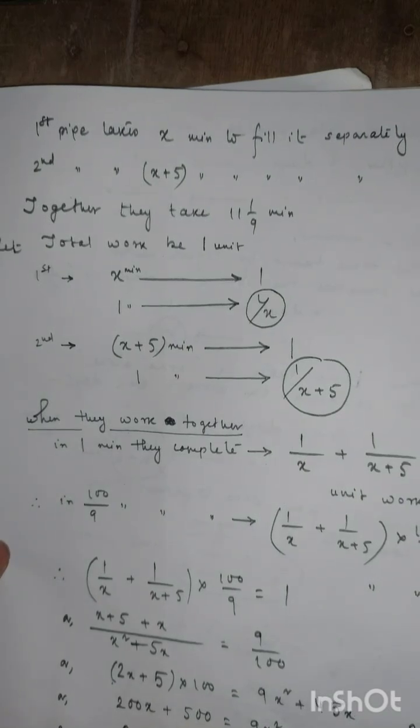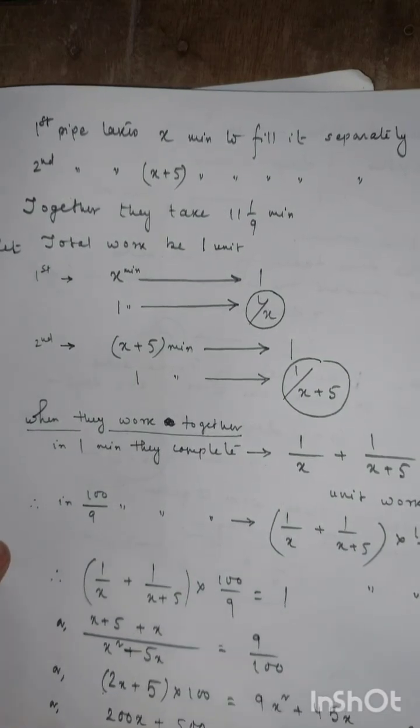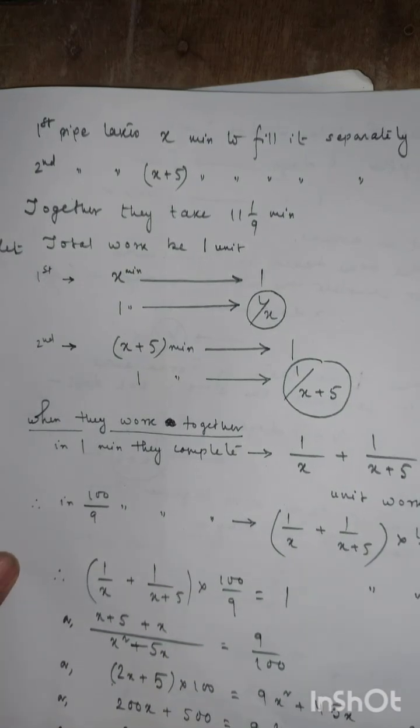Question number 7. We assumed the first pipe takes x minute to fill the reservoir separately when it works alone, and the second pipe takes x plus 5 minutes. That means 5 minutes more than the first pipe to fill it completely when it works alone, and it is given that when they work together they take 11 whole 1 by 9, that means 100 by 9 minutes to fill the reservoir completely.